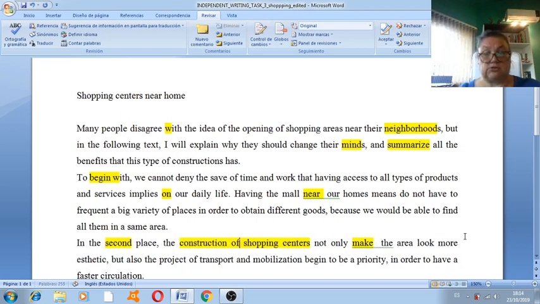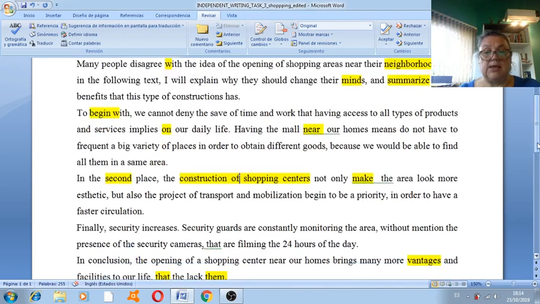"The construction of shopping centers not only make." What's the problem with this verb here? The agreement again, right? Because what is the subject of "make"? What makes the area look more aesthetic? Well, it's actually the construction of shopping centers. And because "construction" here is singular, the verb has to take an S, as in the third person singular. "The construction of shopping centers makes the area look more," etc.